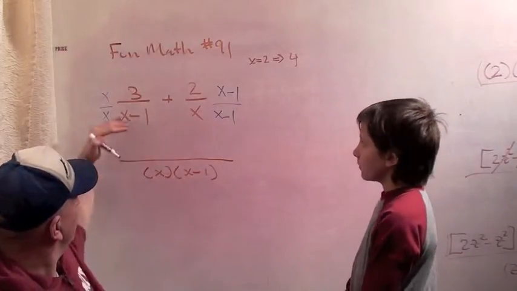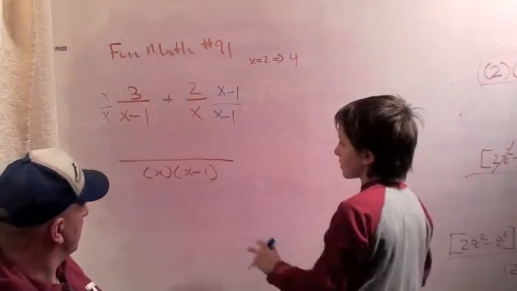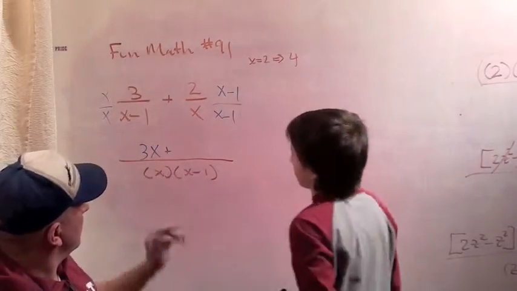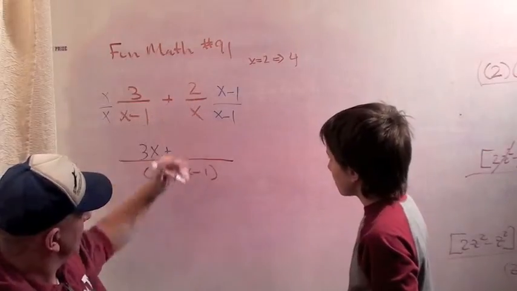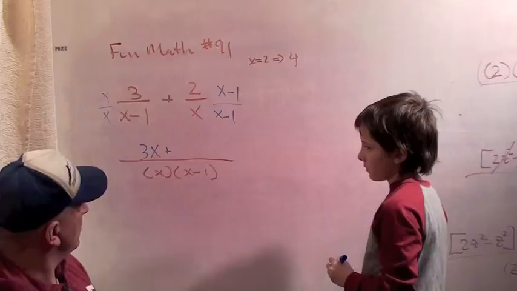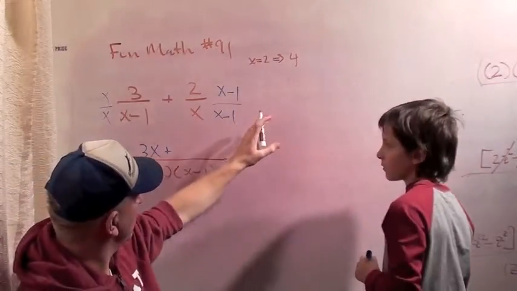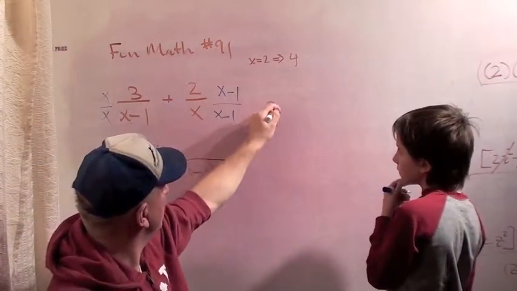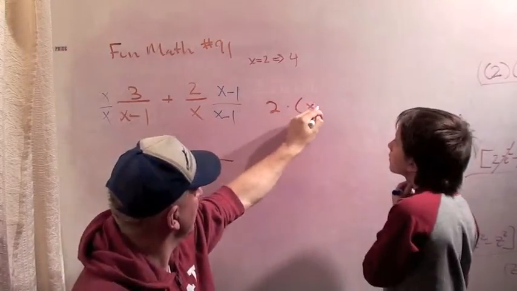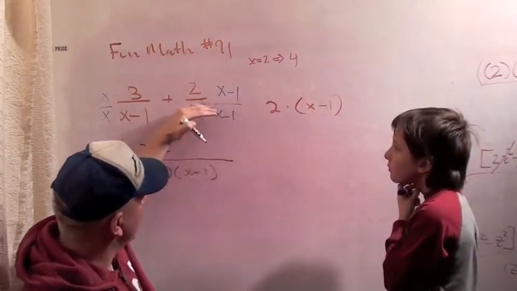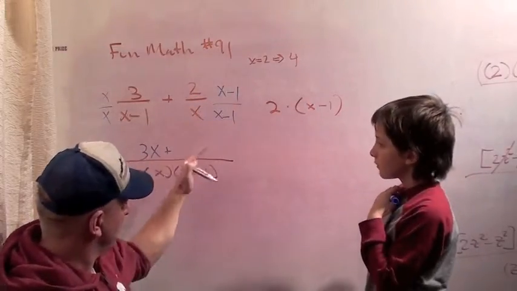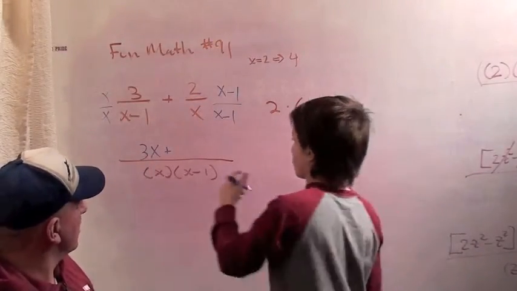What does this part become here? It's 3x. Plus, what does this become? It becomes 2x minus 2. Now, let's just explain why that's true. We have 2 times the whole thing, x minus 1. That's very important to understand, that this 2 multiplies this whole thing, so you get 2x minus 2. Go ahead and write that up.